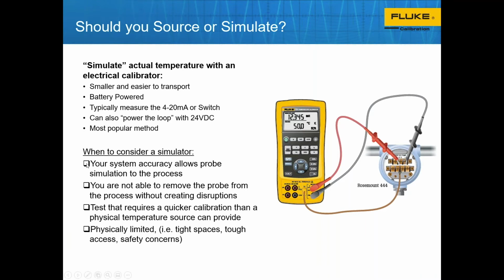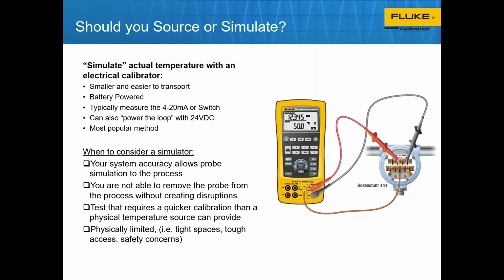Okay. When do you consider a simulator? It's when your system accuracy allows the probe simulation back into the process. So if you have plus or minus 2 or 3 degrees loop calibration and you're happy with that, this is a perfect application. If you're not able to remove the probe from your process without creating disruptions, so if removing that probe would mean that you'd have to shut down the line, that would be kind of ineffective because you wouldn't be able to measure that temperature anymore. But if there was a disruption, then you have to leave the probe in service. That's just the way it'll be.